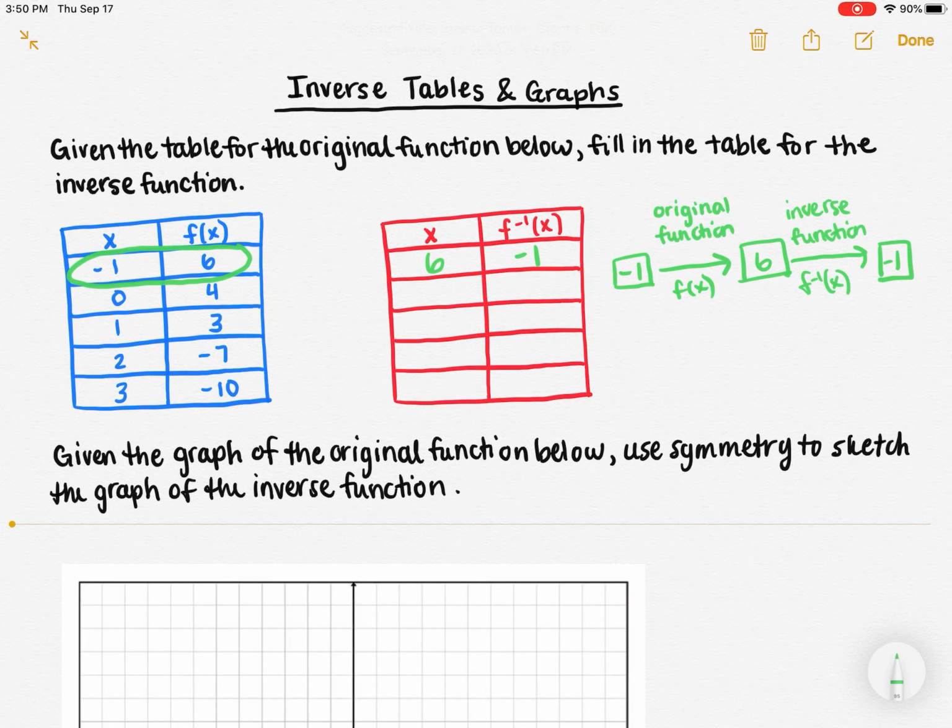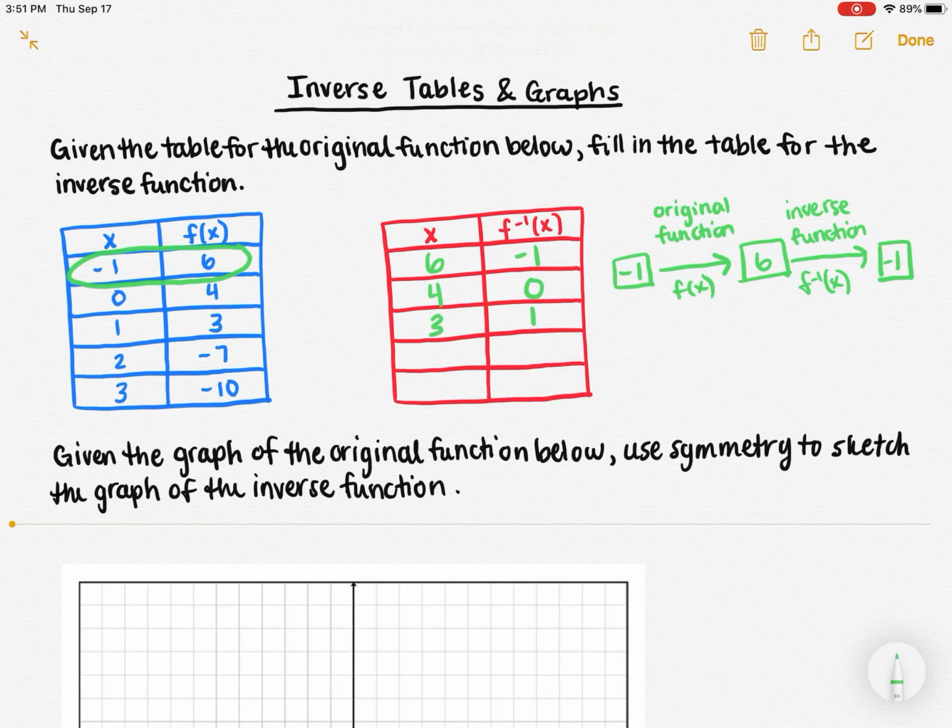So I don't need to make a flowchart for every single row, but this is showing us that whenever we have our original function table, our inverse function table is going to have the same values, but they're just going to be switched. The inputs and the outputs switch. So for my next row, which has 0 as the input and 4 as the output in my original table, then for my inverse table, 4 is the input and 0 is the output. So I just switched them. For the next row, 1 is the input and 3 is the output. So when I switch them, 3 becomes the input and 1 is the output.